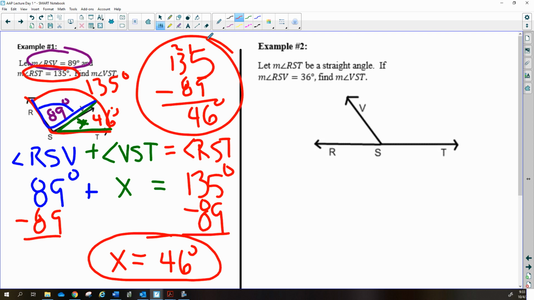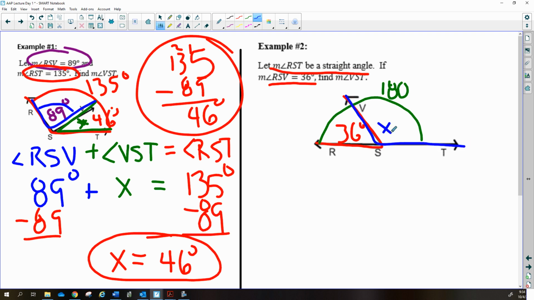Now looking at example number 2, it says RSV. So RSV is 36 degrees. Well, if angle RST is 180, if it's a straight angle, we know this amount right here is 180 degrees. So if we're going to try to find out what's left over right here, we've got to find that missing amount. We can take 180 degrees and subtract that 36. That should be able to find out that missing amount that we have right there in blue.